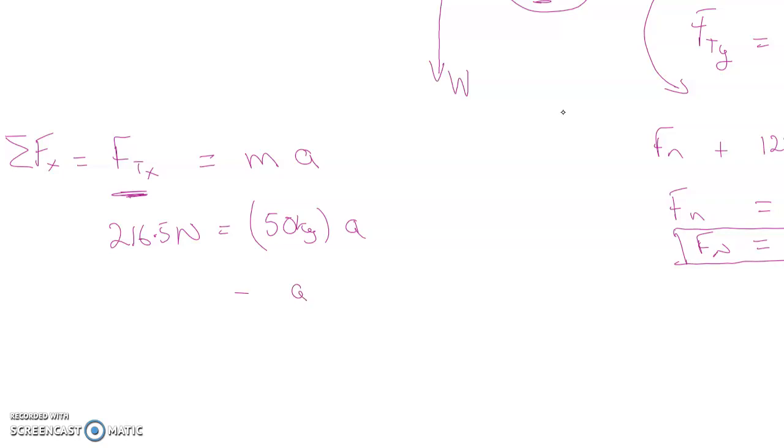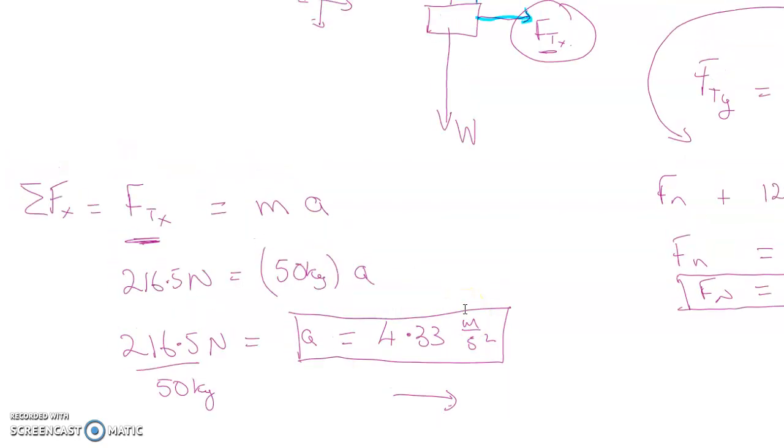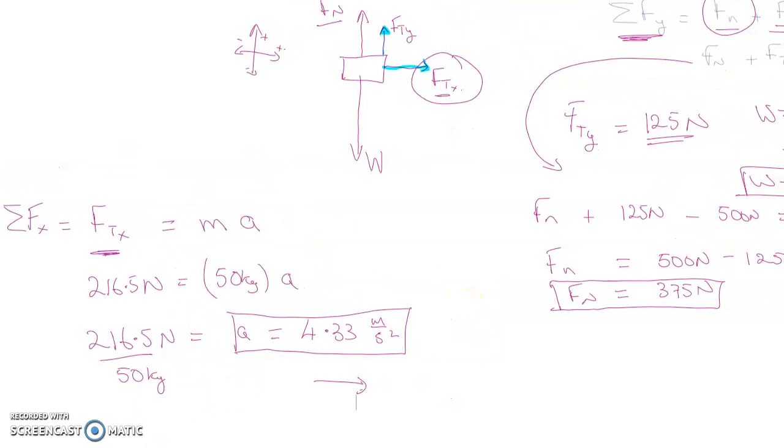So then the acceleration of the block is going to be 216.5 over 50 kgs. And that works to be 4.33 meters per second squared. So we will have an acceleration for the block. It will go to the right at 4.3 meters per second squared. Okay? So best of luck with those types of examples.